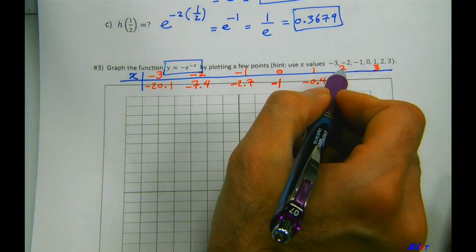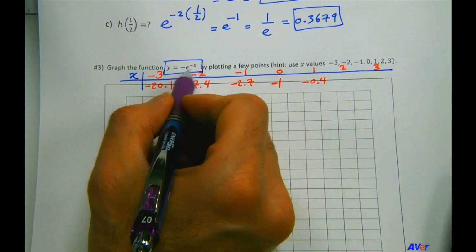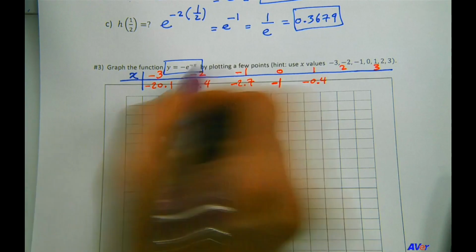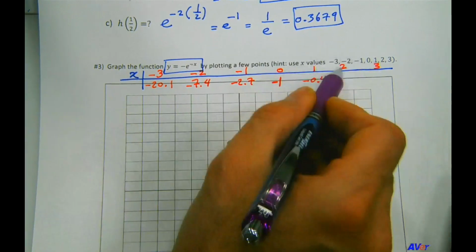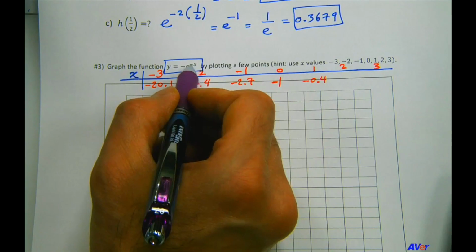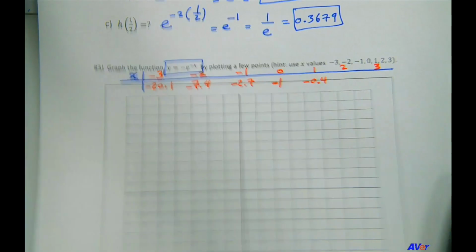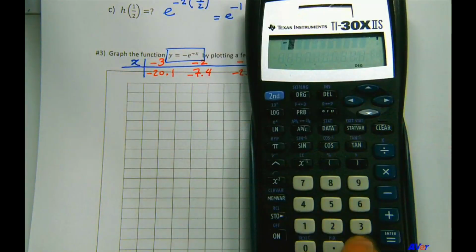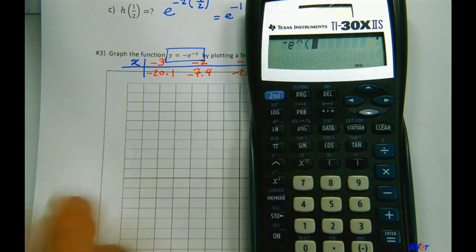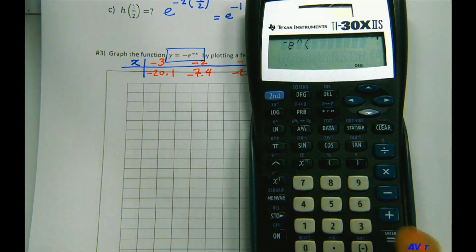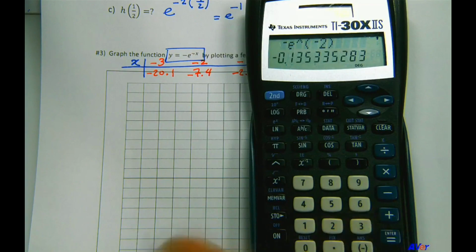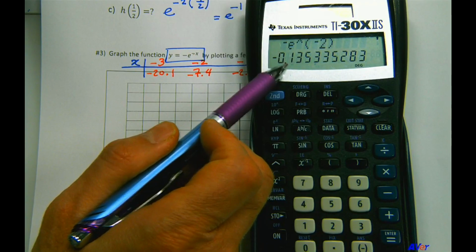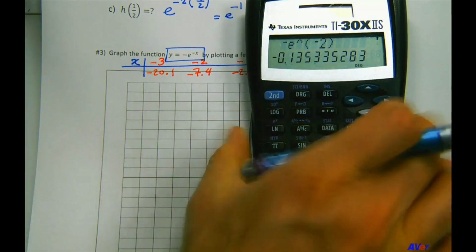Then 2, substitute the 2 for x, we get minus e to minus 2 power, right? Because 2 being positive, when replaced in x, the power will be minus 2. Okay, so let's calculate that. So we have minus e to minus 2 power, and we have minus 0.135. So I'm going to round this to minus 0.1.